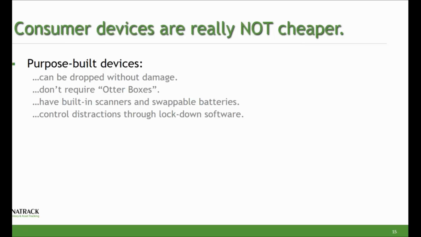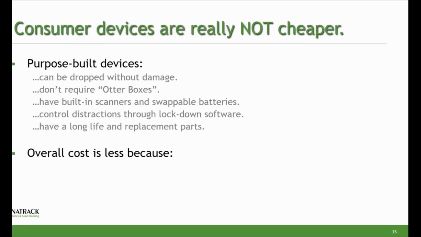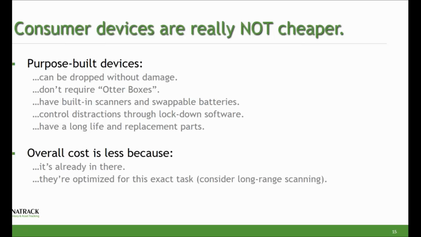And then we also want to be doing something where we can control distractions through lockdown software. The other thing to consider too is that something would have a long life and replacement parts, and that's typically not the case when you wind up looking at some of these consumer devices. At these industrial devices, overall cost is less because it's already in there. And they're optimized for this exact task.